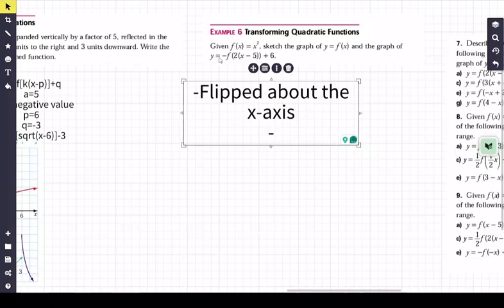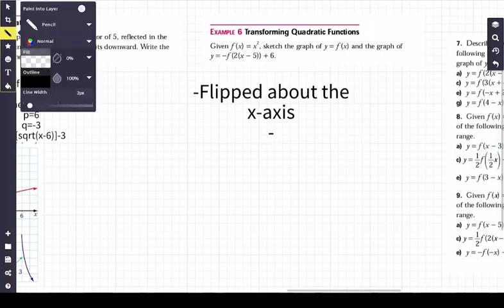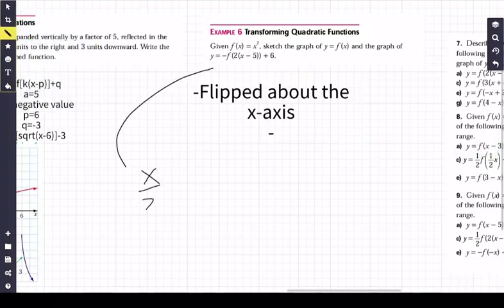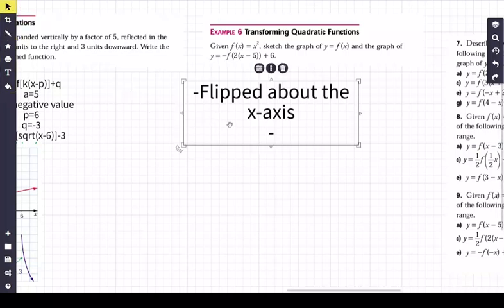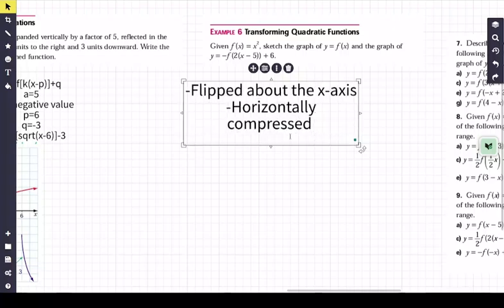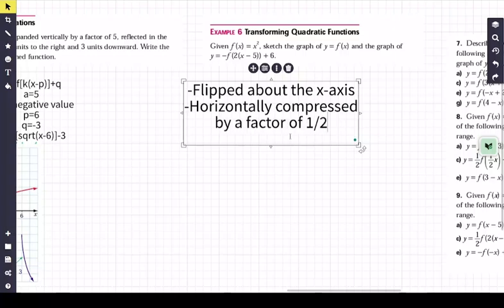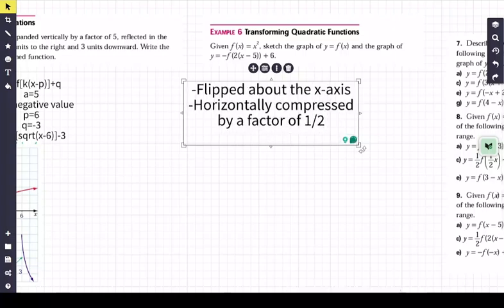So let's see. There's a 2. However, remember, you're doing x divided by 2. Since this is the k value, you're doing x divided by 2 instead of 2x, right? So what is x divided by 2? Whenever it's between 0 and 1, that's a compression, right? So horizontally compressed by a factor of 1/2. Pretty simple, right? There should be no problem with this.